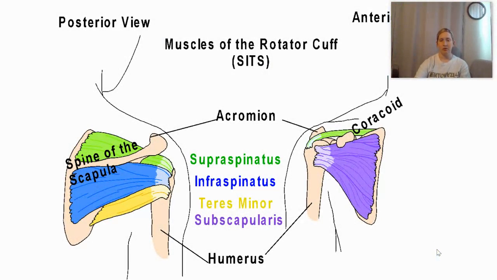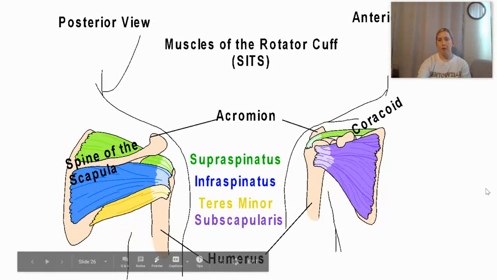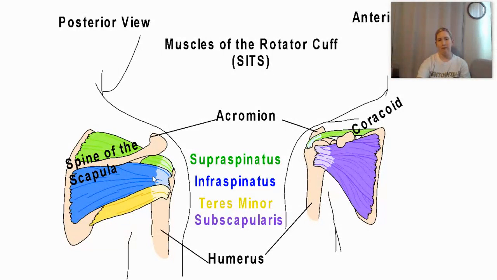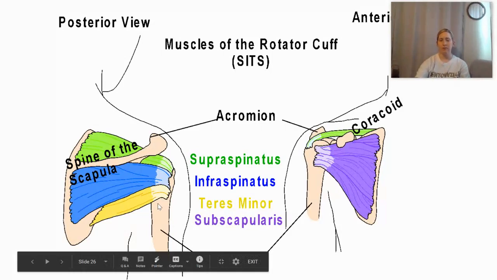And then here's just another breakdown of those muscles. They're kind of color-coded, so you can see from this anterior view, you can only see supra and sub. And then here we've got supra, infra, teres minor.